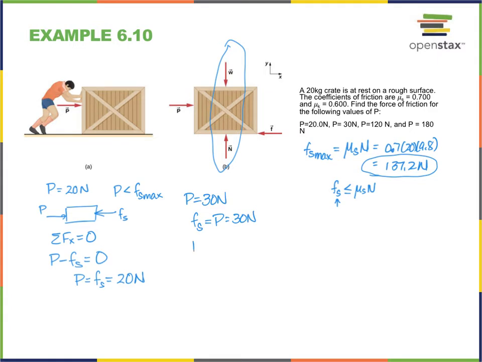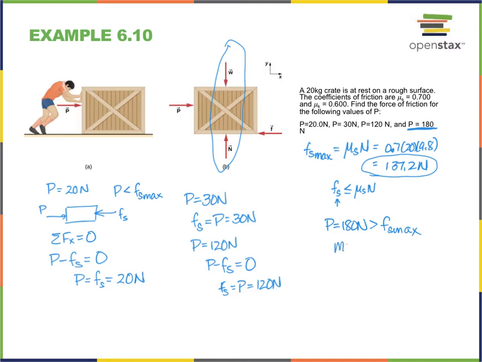And then even for P equal to 120 newtons, P minus the force of static friction is still equal to 0. The force of static friction is equal to P, which is 120 newtons. Now, I was able to do those two cases really quickly because I knew that the push, the P, was still less than the maximum force of static friction. But when I look at the last choice, 180 newtons, 180 newtons is much greater than the maximum static friction.